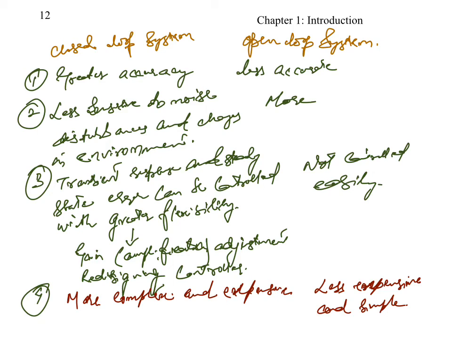One important point is that closed loop systems are more complex and expensive than open loop systems. So money is also an issue, and we have to take that into consideration while designing any system.